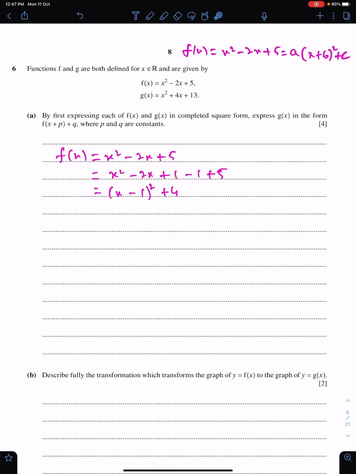So students who do not know this completing the square method should use this method instead to convert this into this form. And the same is true for the g function. They should use this method to convert g into this completed the square form. Now g of x. I'm converting g of x directly into completed the square form. So this should be 4 minus 4 plus 13. So the completed the square form of g of x is x plus 2 whole square plus 9.